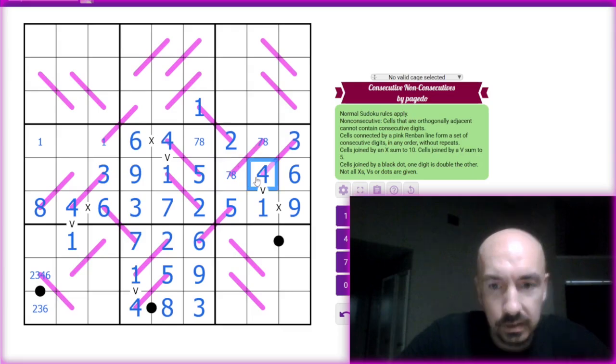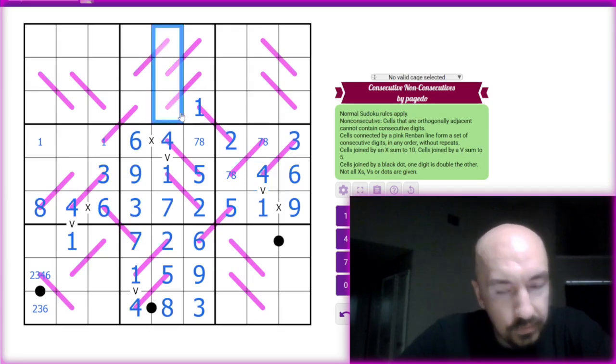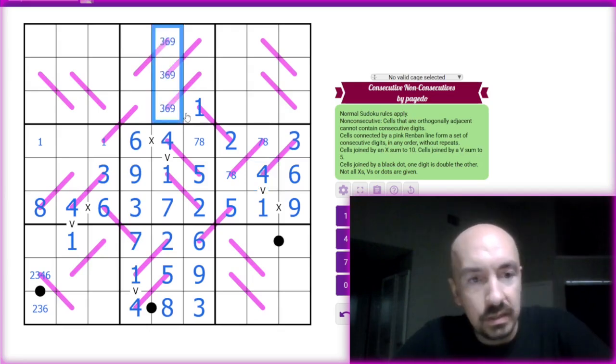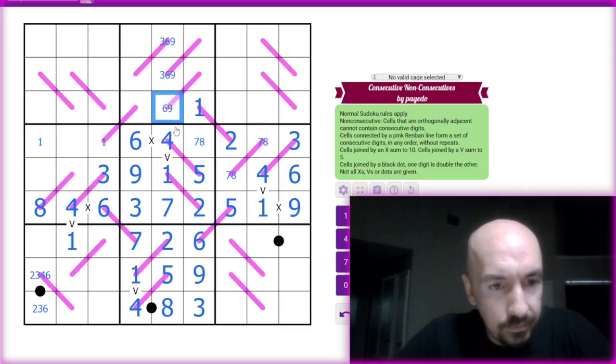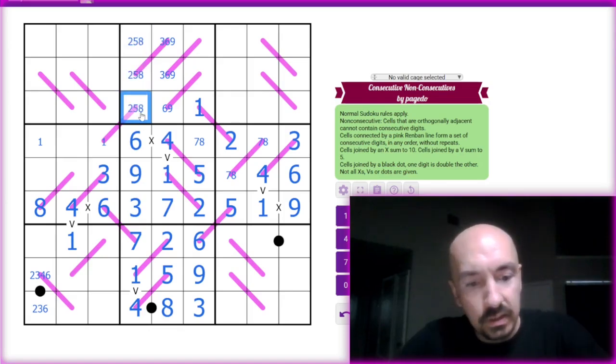The non-consecutive. Okay. 1, 2. Then this is a 3, 6, 9. 3, 6, 9. This cannot be a 3. 1, 2, 3. This is now 4, 7, 8. Okay. 1. This is 2, 5, 8. 2, 5, 8. This one cannot be a 5.